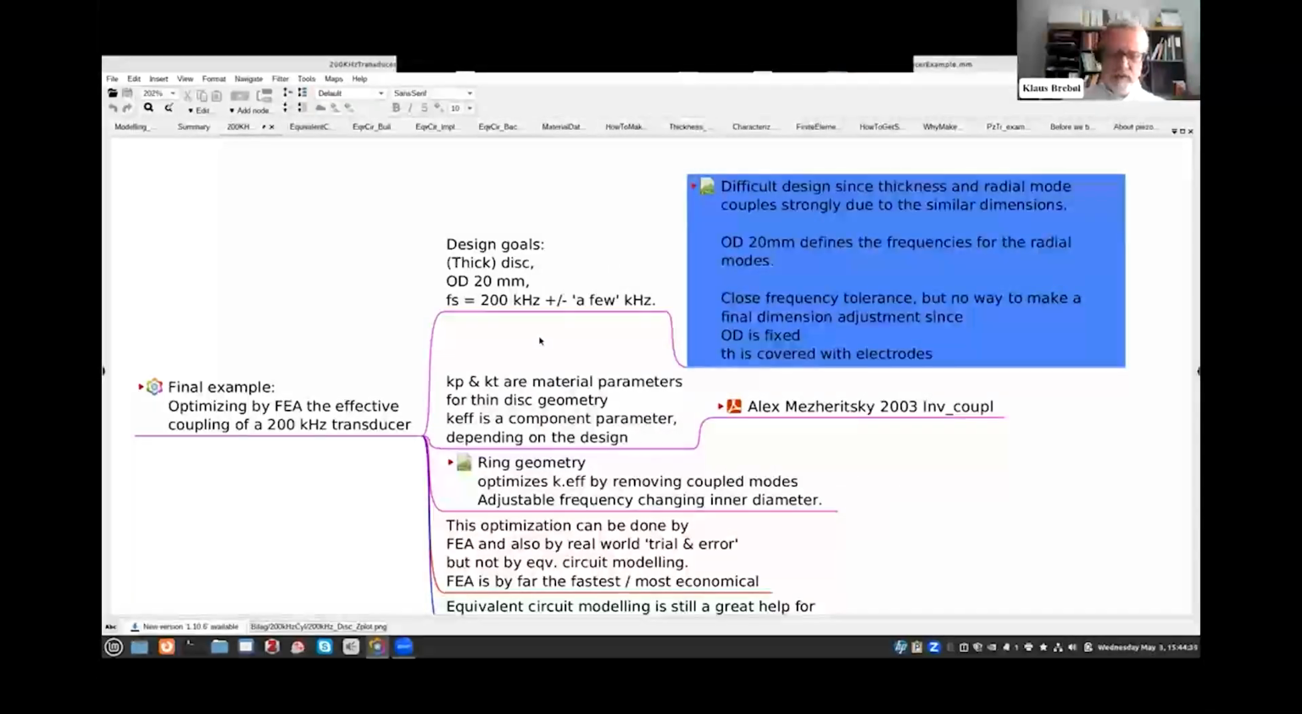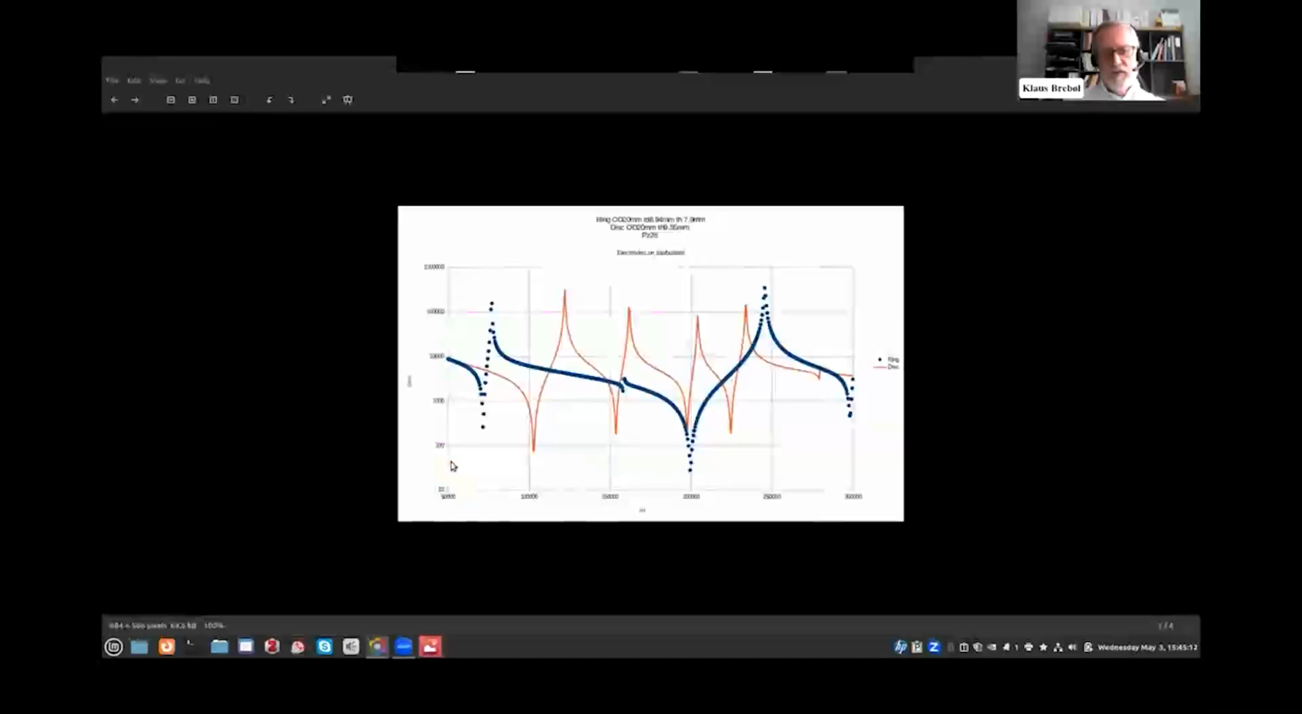And here, for instance, finite element is a fantastic tool because you can, in very brief time, make what-if simulations. For a thin disk geometry, Kp and Kt are material parameters, you can say. But for a thick disk like this, the effective coupling is a component parameter that depends on the dimension of the actual component. And therefore you can play with these dimensions, and you can actually optimize the coupling coefficients. And what it looks like here after a few simulations is something like this.